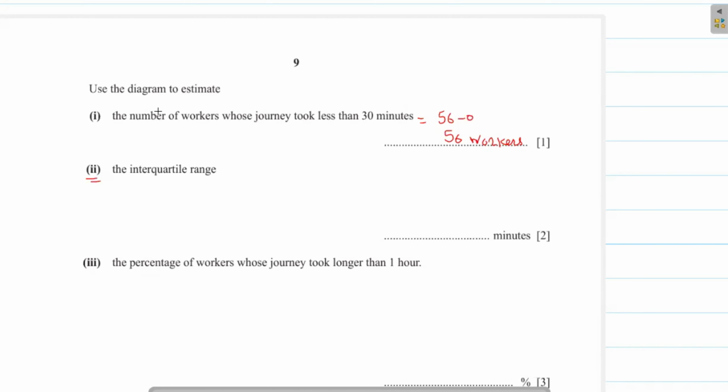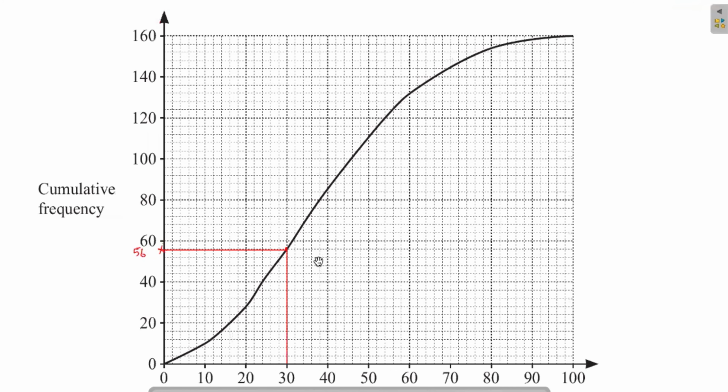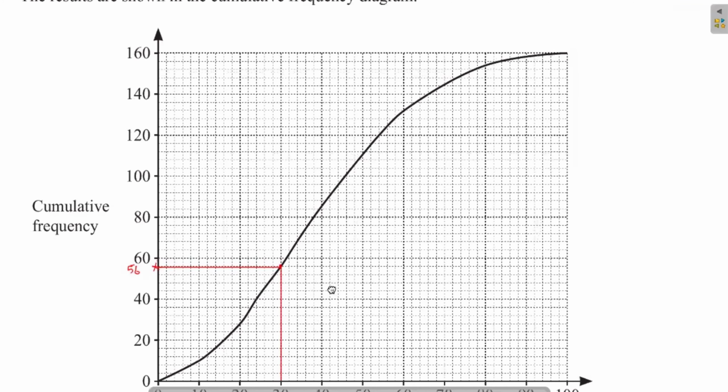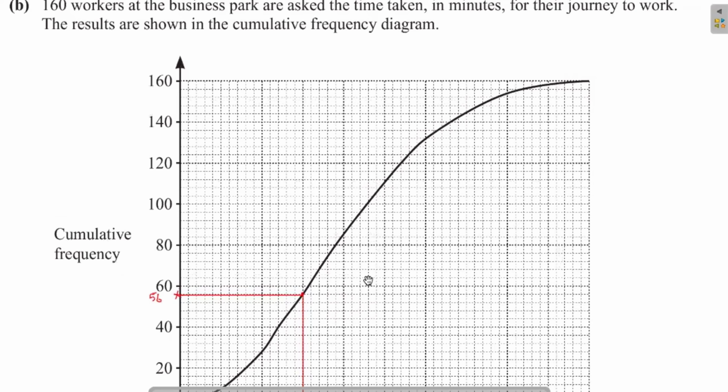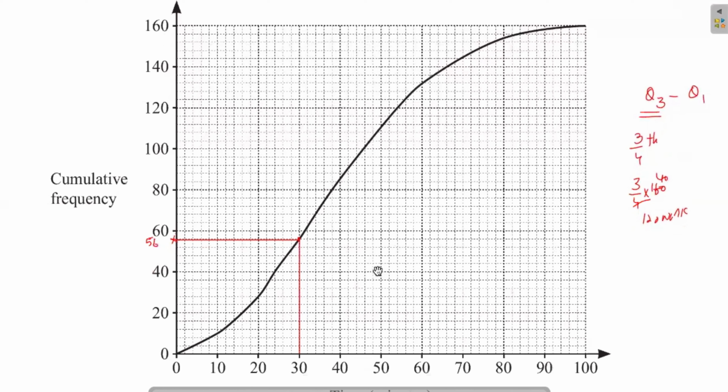Part second, use the diagram to estimate the interquartile range. You see here, this is the cumulative frequency curve. From this cumulative frequency curve, we can find the interquartile range. The formula is Q3 minus Q1. Q3 is the 3/4 value of the data. Here there are 160 workers. Now 3/4 multiplied by 160 is equal to the 120th worker time for the journey.